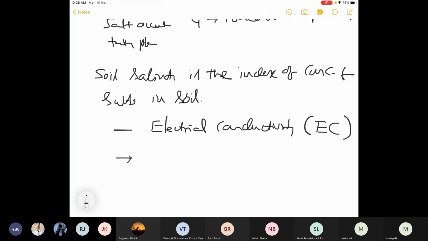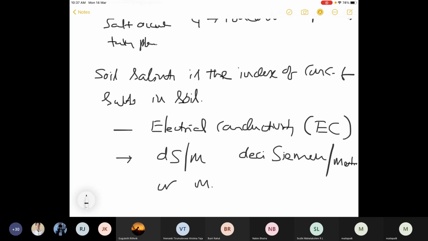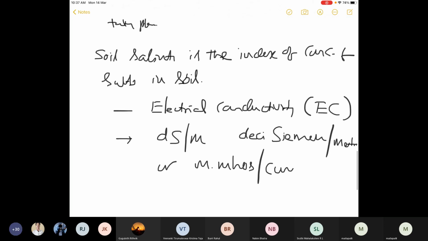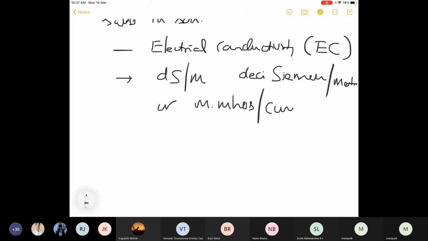So the units are decisiemens per meter, or let's say millimhos per centimeter. Okay, so since I have been mentioning this in terms of concentration, so how to convert this electrical conductivity in terms of concentration?